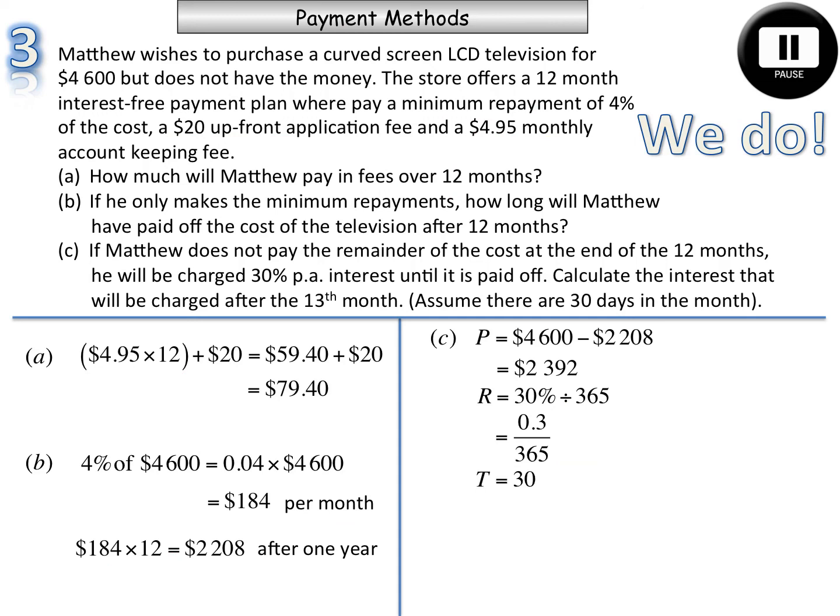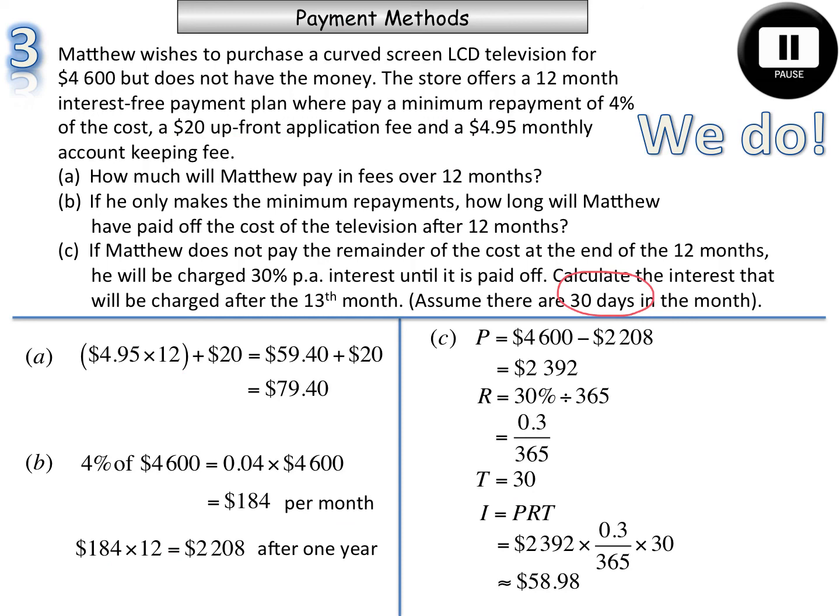Okay, and the time is 30. Using your calculator, multiplying across, you've got your principal, your rate, and your time. So there's 30, we're assuming that there are 30 days in a month, and we're calculating the interest that will be charged after the 13th month.